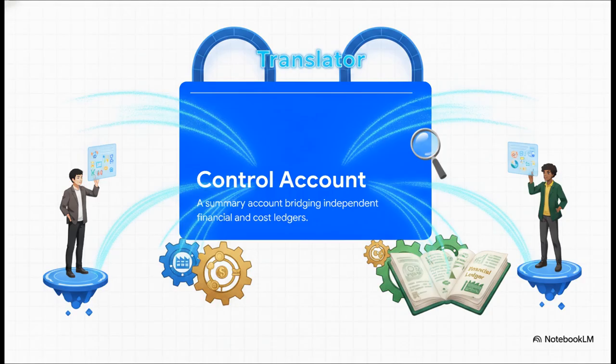Enter the control account. It's a summary account in the main ledger that literally acts as a bridge between these two systems. So the financial ledger control account actually lives in the cost ledger and vice versa. They mirror each other, interlocking just enough to pass vital data back and forth.